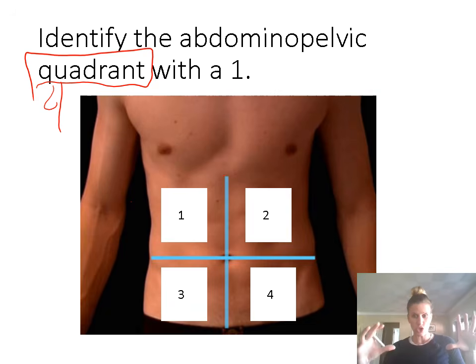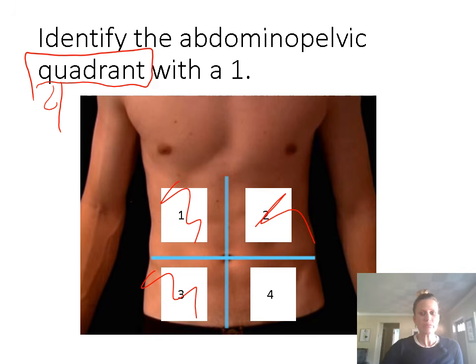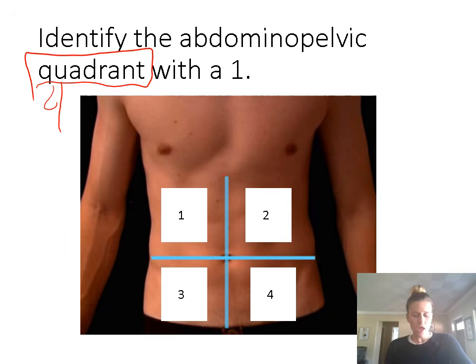The spaces are larger, so you can say the liver is over here in this quadrant. You can say the appendix is down in this quadrant. The pancreas and spleen are in this quadrant, right? It's a lot easier to assign things to a quadrant because they're bigger than it is to assign them to a region. Anyhow, identify the abdominopelvic quadrant with a 1.